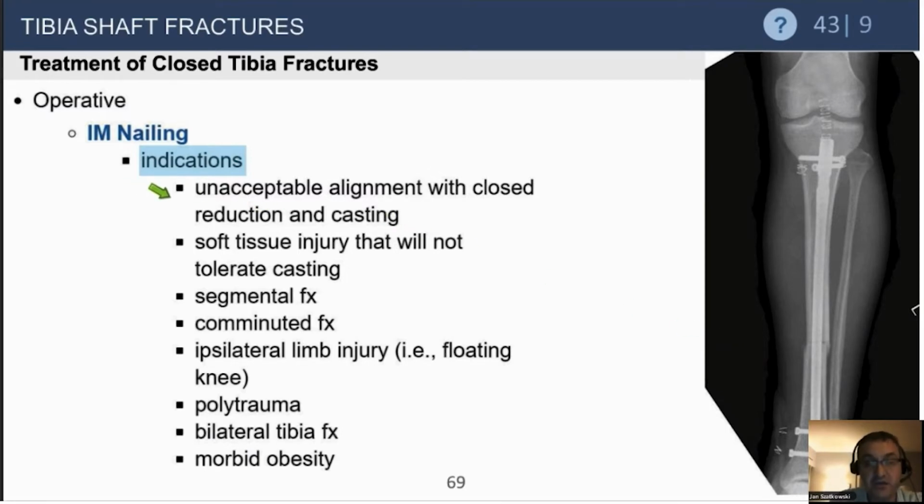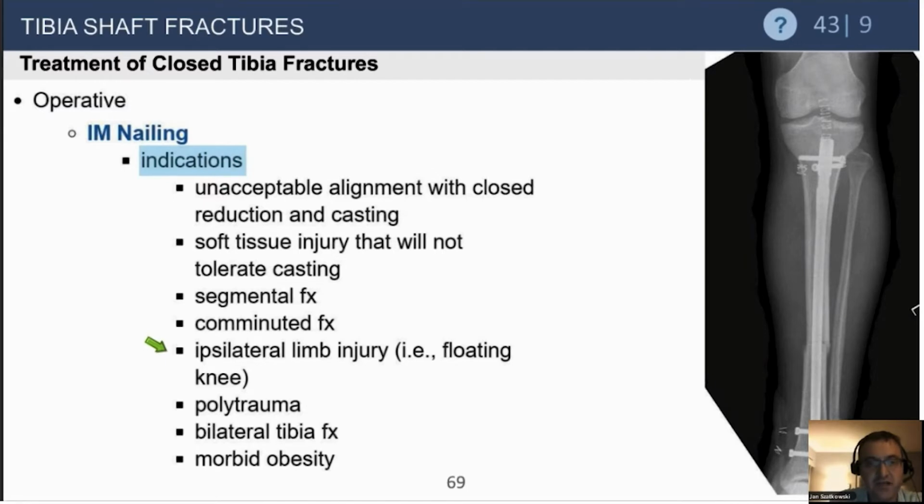Indications: unacceptable alignment when you're trying to treat it closed. Soft tissue injury where you can't put a cast on, right? You can't have a circumferential cast where you can't analyze and observe the soft tissue. Segmental fractures, comminuted fractures, all these are length unstable. Remember, length, alignment, rotation are always going to be key.